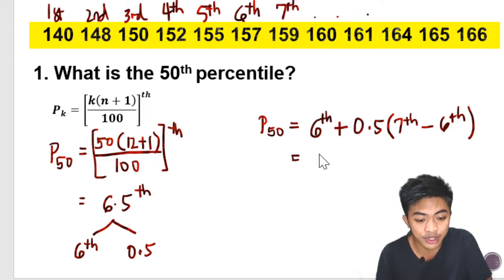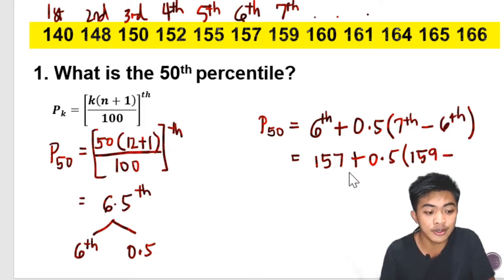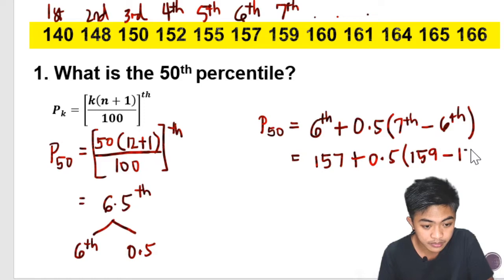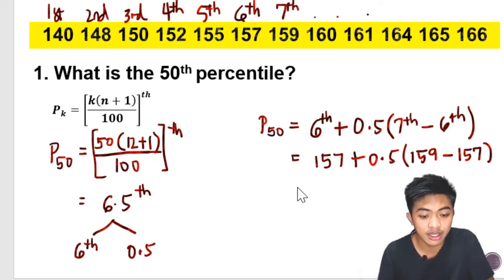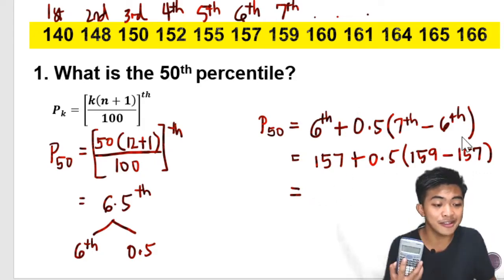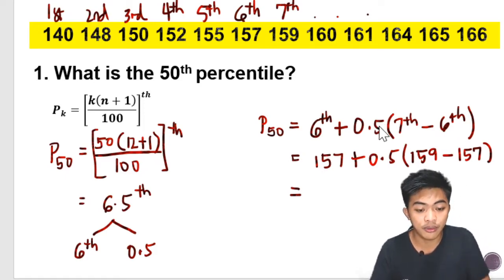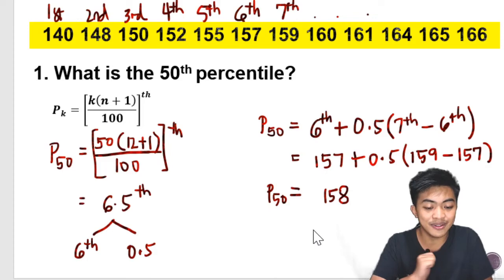The 6th number is 157 plus 0.5. 7th number is 159 minus the 6th number, which is 157. Okay? And then after that, we're going to solve for the result. Ica-calculator ko na lang siya, guys. 157 plus 0.5 and 0.5 is 159 minus 157. And the result is 158. So yun, guys, ang final answer.